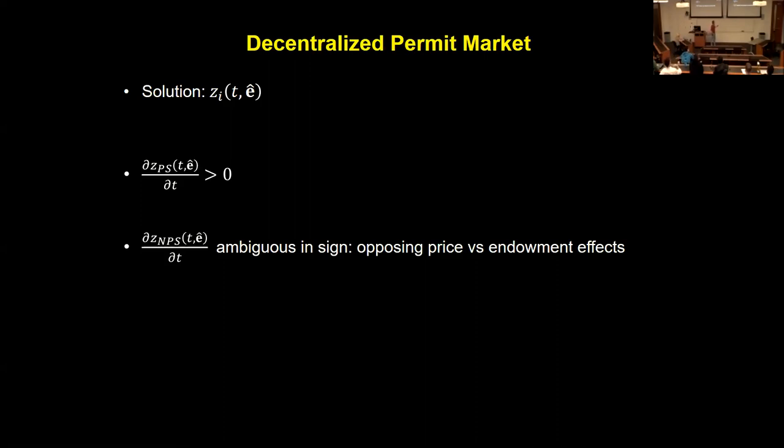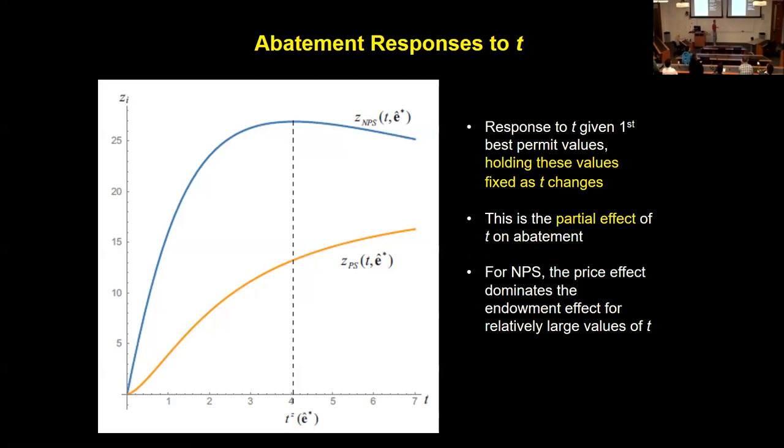For non-point sources, actually, opposing effects. The price effect is going to be the opposite of the price effect that we had for the point source. It's going to be better for them to sell their permits. But this endowment effect means they're going to have fewer permits to sell effectively. And that's going to create an opposing effect.